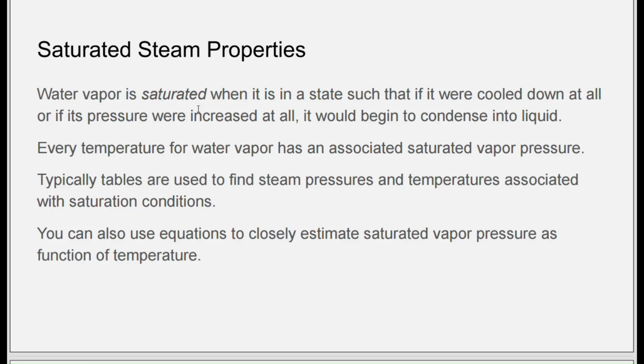And then likewise, if the temperature were held constant but the pressure started to increase at all, then it would condense into a liquid. So every temperature of water vapor has an associated water saturated vapor pressure. And they're correlated. So as temperature increases, your saturated vapor pressure also increases. And then rather than relying on steam tables and looking up saturated properties based on temperature and pressure, there are some equations that we can use to closely estimate this relationship.